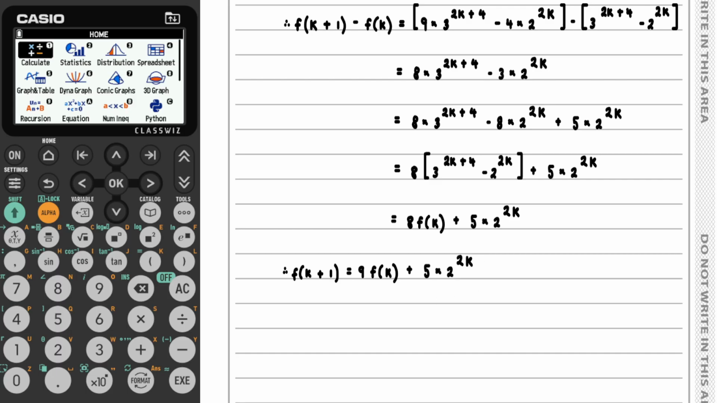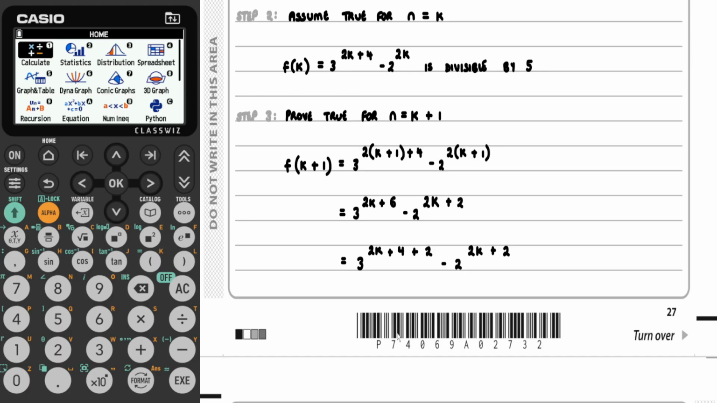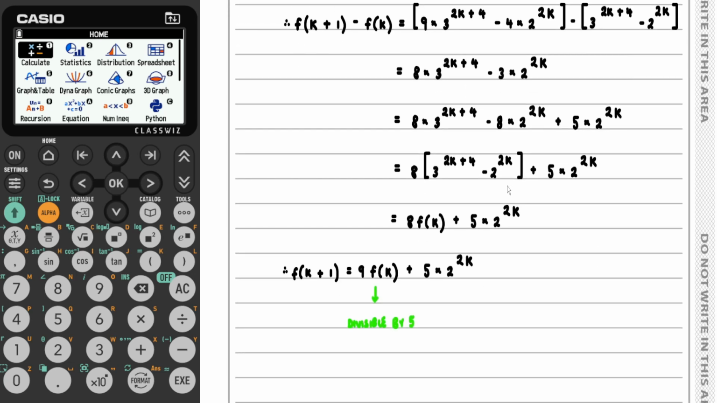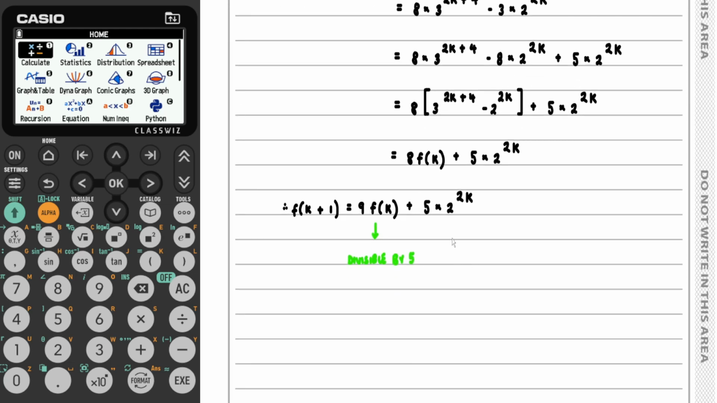Now here, we know that f of k is divisible by 5, so 9 times f of k will be divisible by 5, and that's through the second step where we said f of k is divisible by 5. And of course 5 times 2 to the power of 2k will be divisible by 5 because we've got 5 times something. So this is also divisible by 5, meaning f of k plus 1 is divisible by 5.